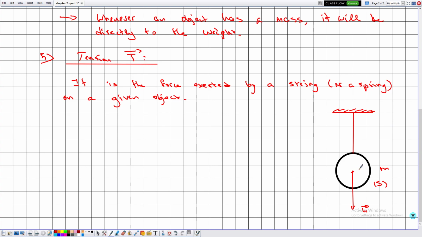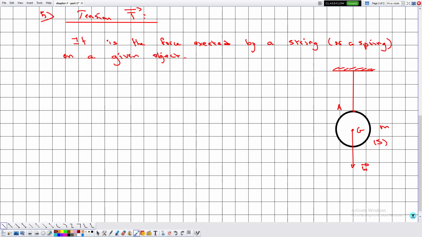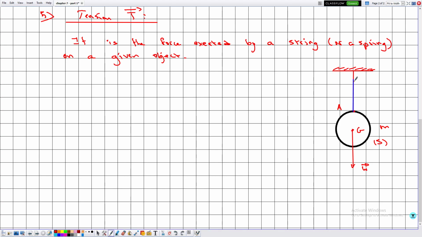Now, because the weight causes an action on the solid S, we expect the solid S to fall down. But what's preventing the solid S from falling down is the existence of the tension force along the string. Suppose this is the point A, which is the point of contact between the solid S and the string. Therefore, another force will be exerted on the solid S, which opposes the action of the weight, and this force is given by the tension T.